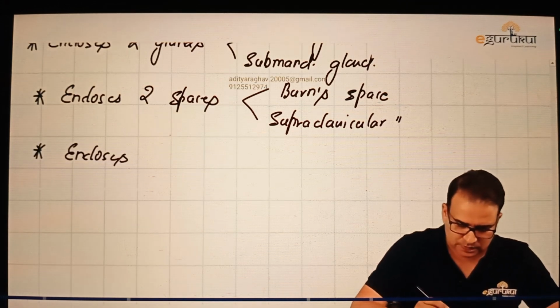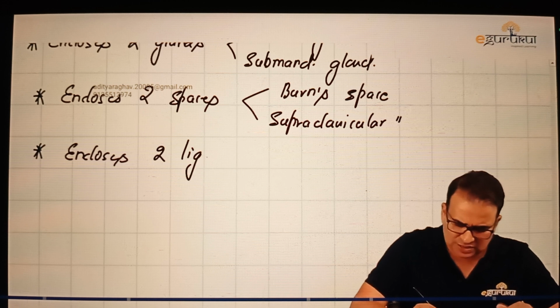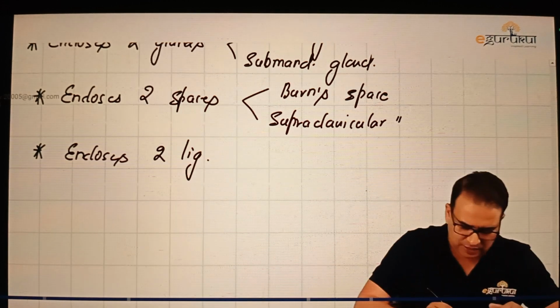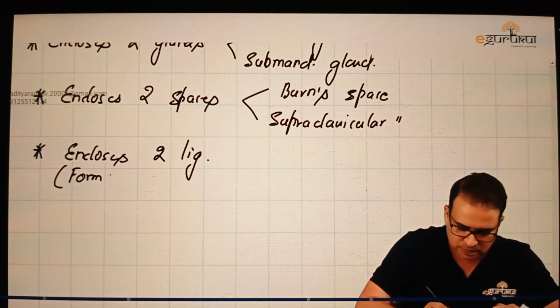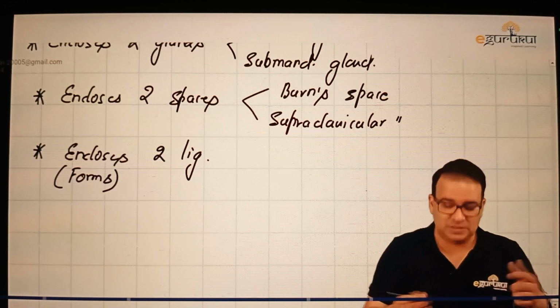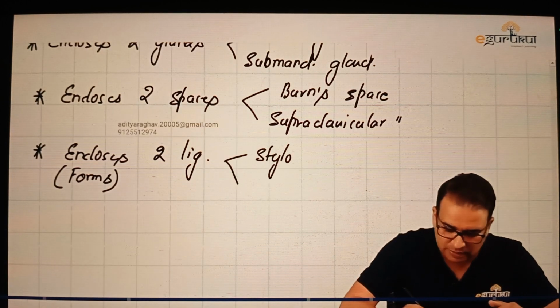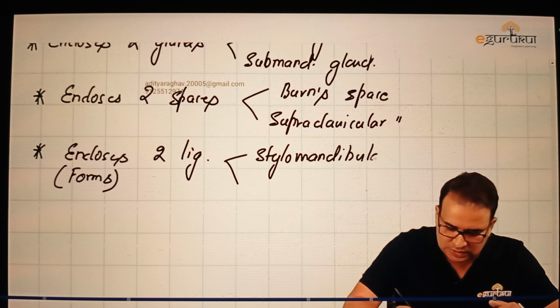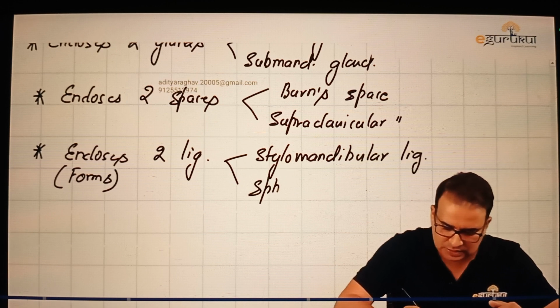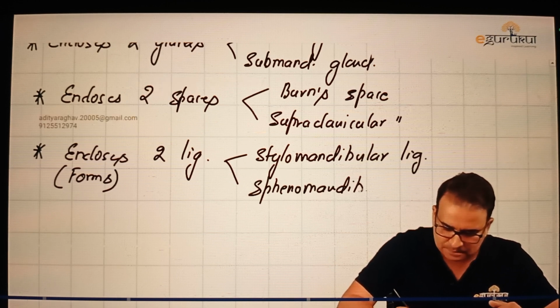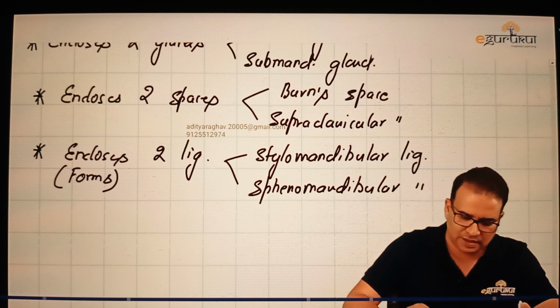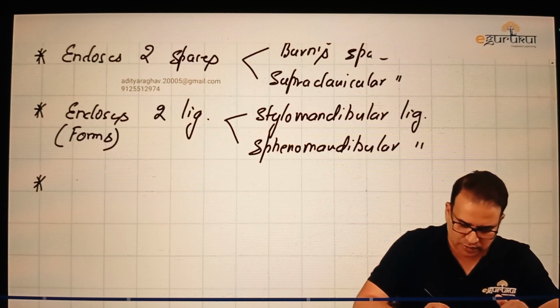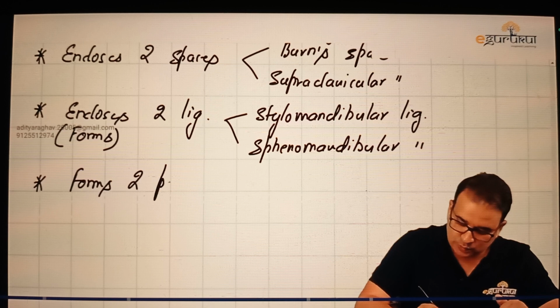It forms two ligaments. I should not say encloses, actually it forms two ligaments. The better word than encloses is forms. There are two ligaments which are modifications of the investing layer. And those two ligaments are the stylomandibular ligament and the sphenomandibular ligament. Stylomandibular and sphenomandibular ligament.